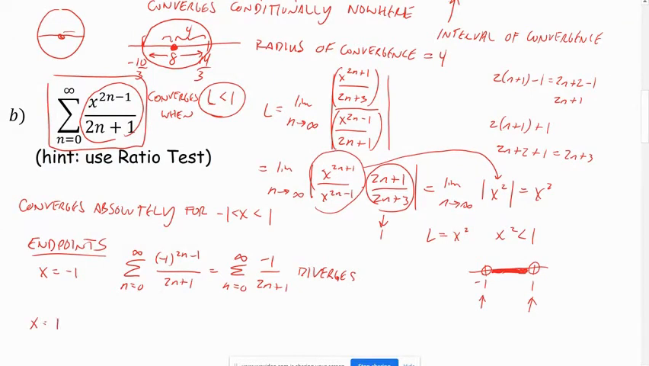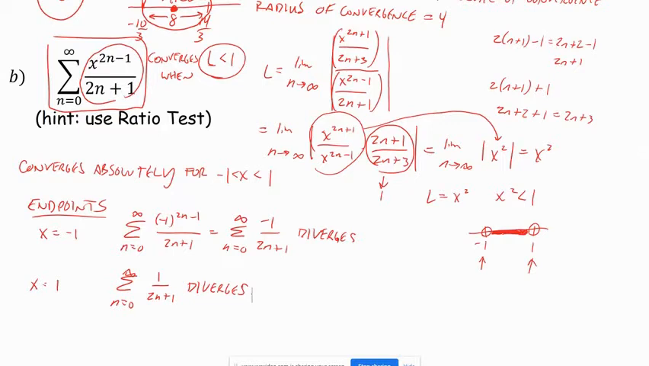Now let's look at what happens when we plug in +1. That's going to be the sum from n equals 0 to infinity. If we replace x with +1, we're just always going to get a +1 on top over 2n plus 1. This also diverges for the same reasons, by the integral test or by the limit comparison test. Okay, so it diverges at both endpoints, so that means it's not going to converge conditionally anywhere.